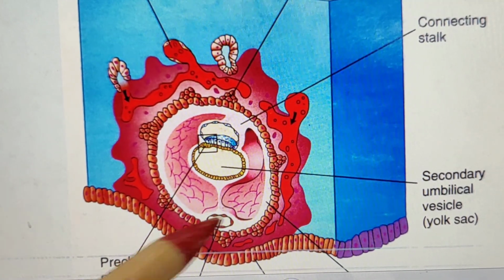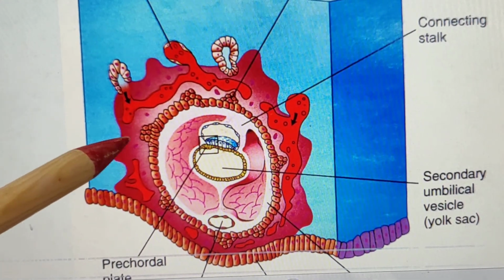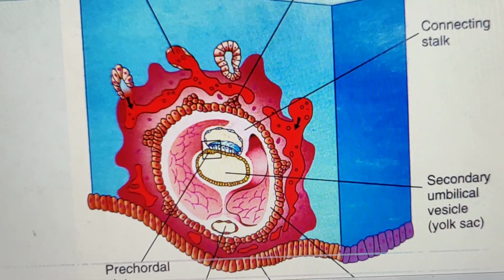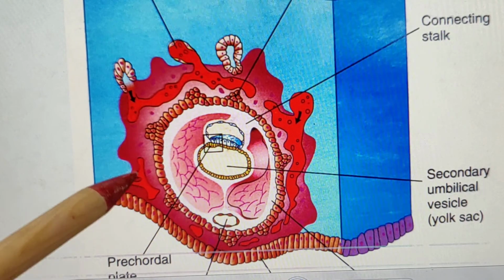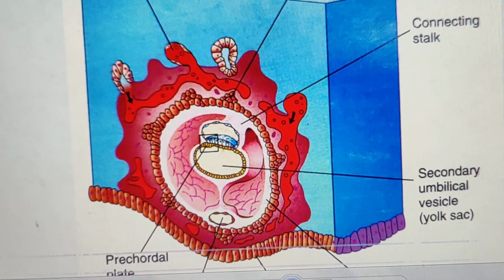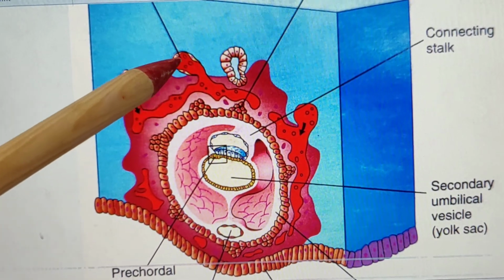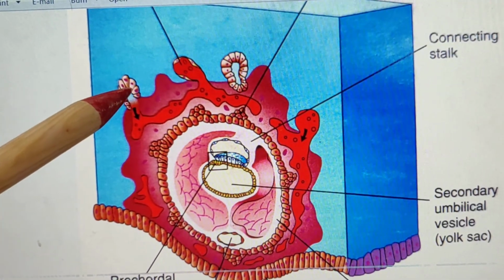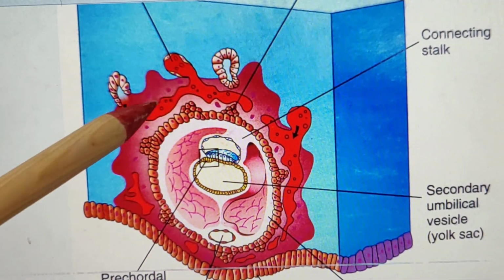Now, if you see this outermost layer, where it looks like a cytoplasmic mass, there is no clear cell boundary. It is the syncytotrophoblast. In this syncytotrophoblast, the maternal blood and glands are pierced, and these are the lacunae which are filled.